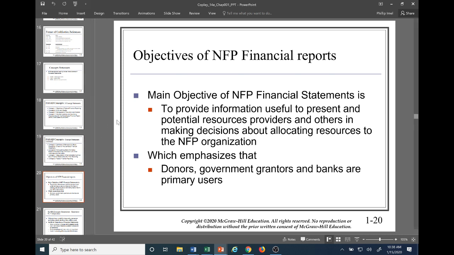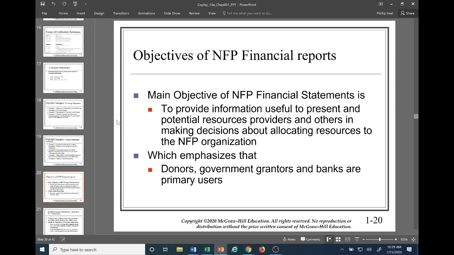So what are some of the objectives of not-for-profit financial reports? The main objective is going to be to provide useful information to its users, which is the same as for-profit organizations. And it's going to be to provide it to present and potential resource providers, and others in making decisions about allocating resources to the not-for-profit organization. So a lot of it's the same.